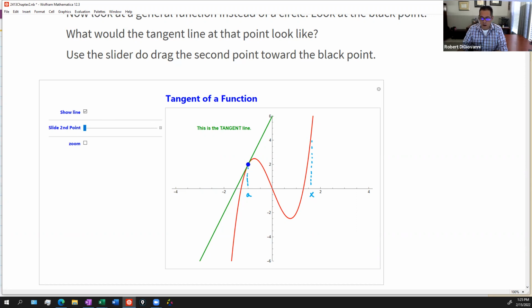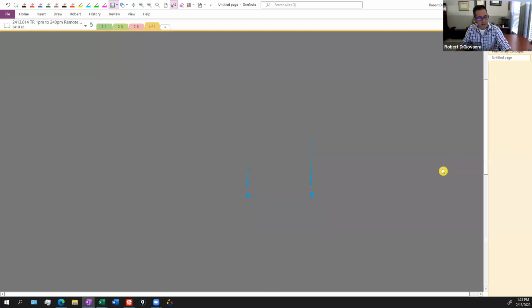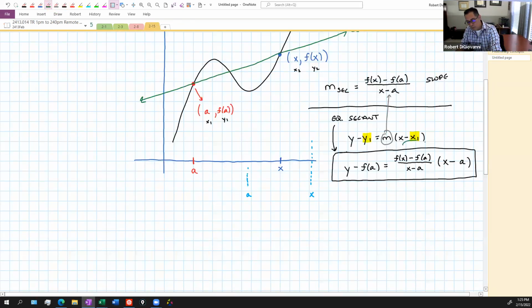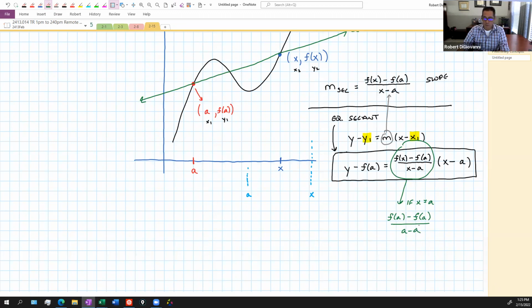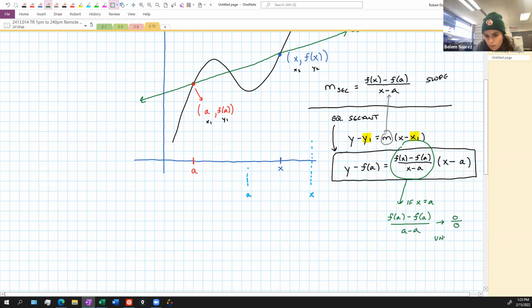Well, wait a minute, hold on. If I slide that point over and X is equal to A, I want everyone to look at this expression right here. What would happen if X equals A? Let's see what we would get. It would be f of A minus f of A over A minus A. Isn't that what we get? And what's wrong with that? Wouldn't it be 0 over 0? It'd be 0 over 0, and that is undefined.